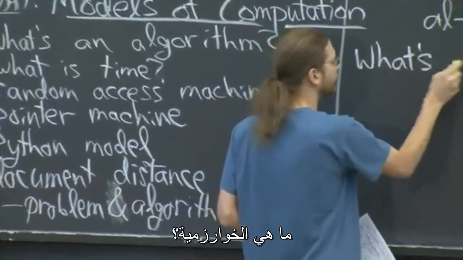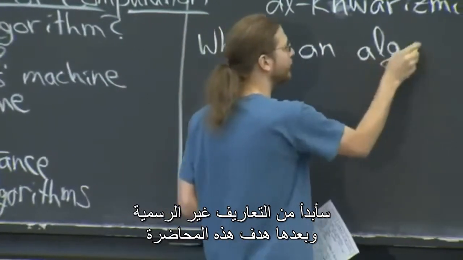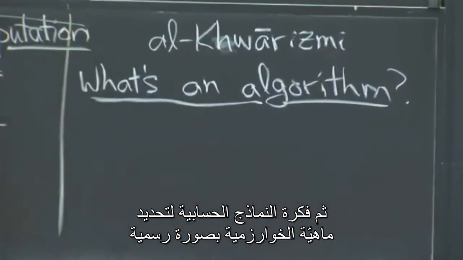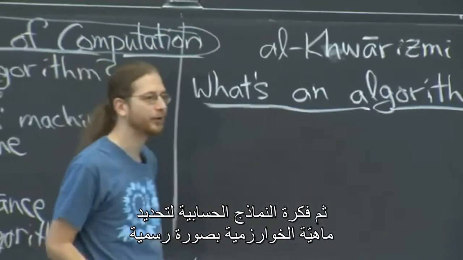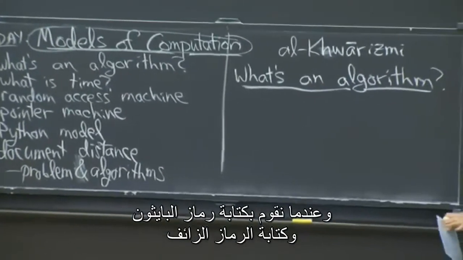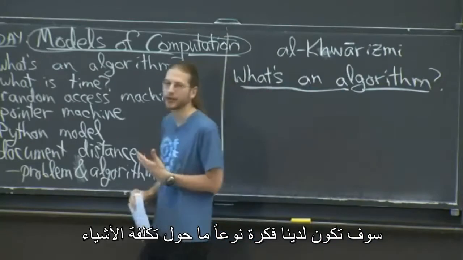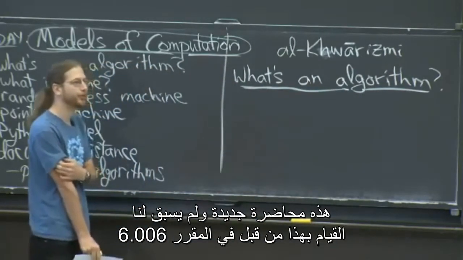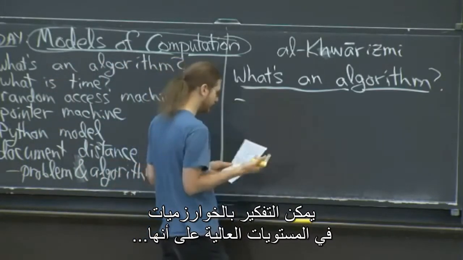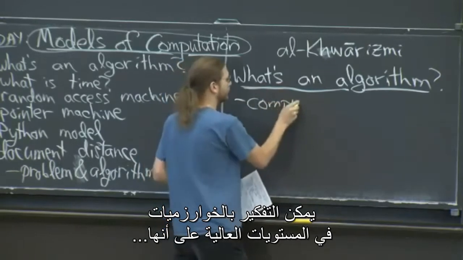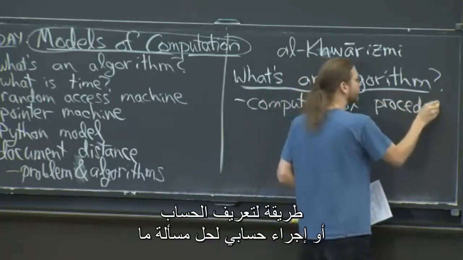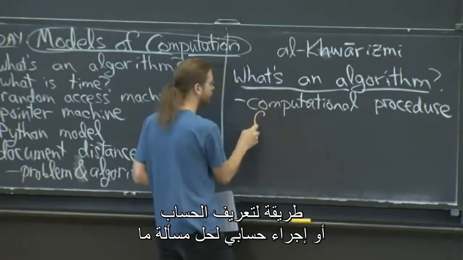What's an algorithm? I'll start with some informal definitions, and then the point of this lecture and the idea of a model of computation is to formally specify what an algorithm is. I don't want to get super technical and formal here, but I want to give you some grounding. So when we write Python code, when we write pseudocode, we have some idea of what things actually cost. This is a new lecture. We've never done this before in 006, but I think it's important. At a high level, you can think of an algorithm as, I'm sure you've seen the definition before, a way to define computation or a computational procedure for solving some problem.